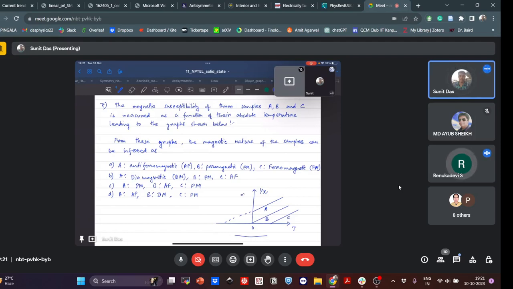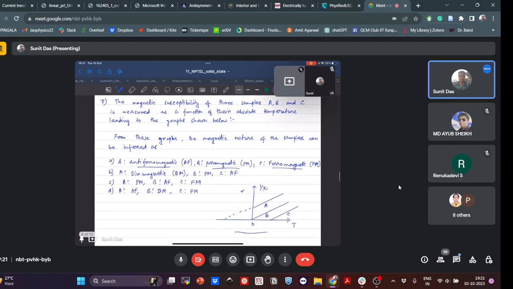I think option A, sir. Right, right. So still we'll try to explain why this is option A. We actually need to find which of these combinations is correct. So A shows antiferromagnetism, B shows paramagnetism, and C shows ferromagnetism. Okay, let's think.